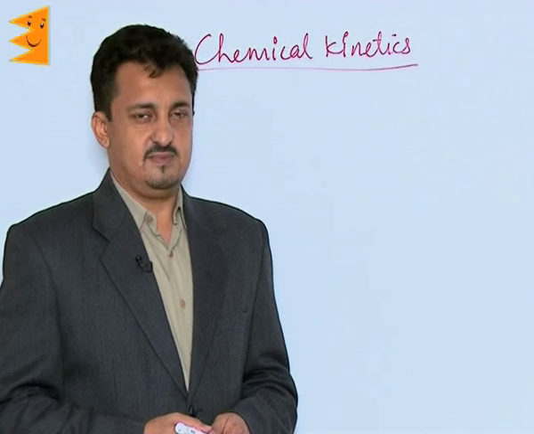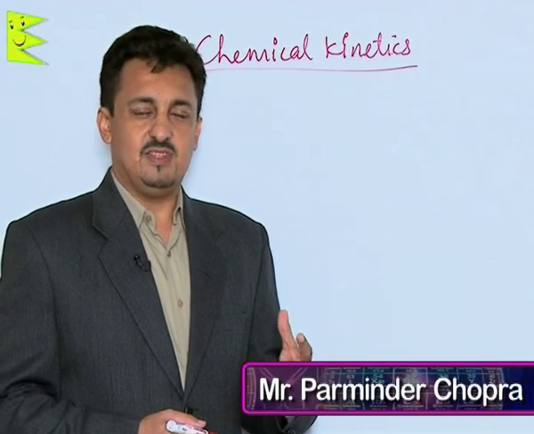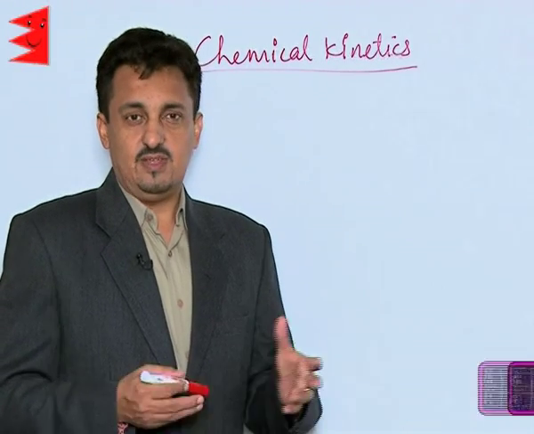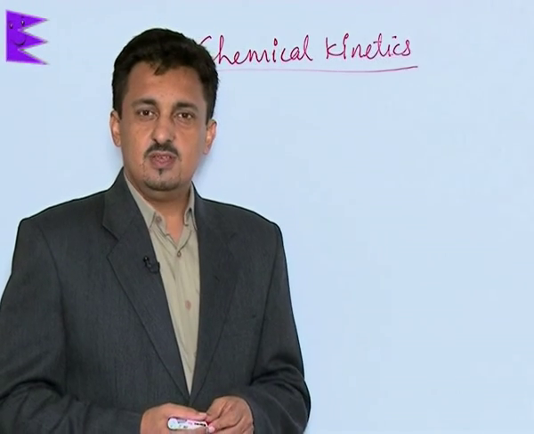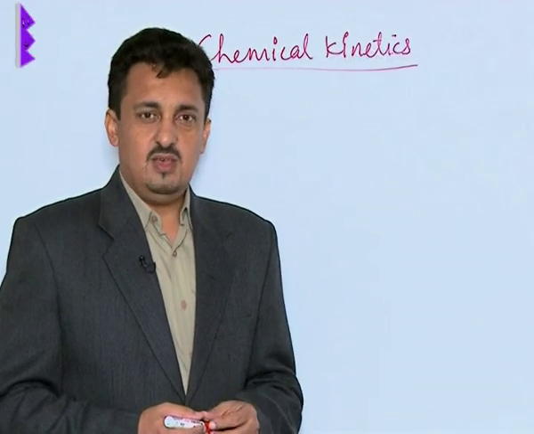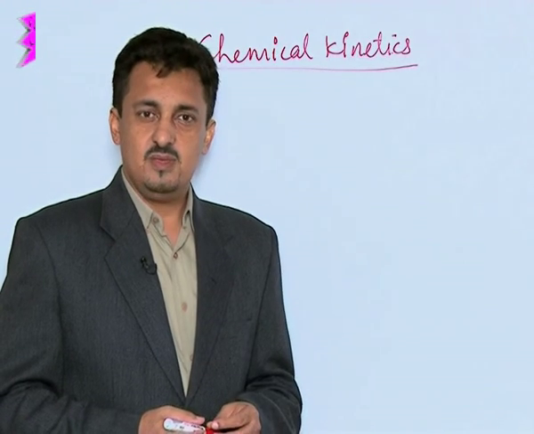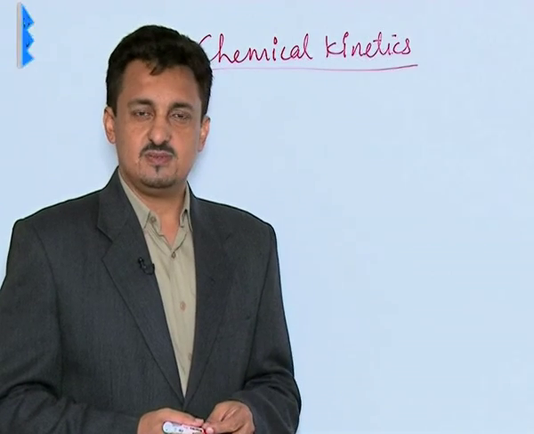Chemical kinetics. This chapter basically deals with the study of the rate of the reaction. The rate of the reaction means the speed with which the reaction proceeds. So it's a branch of chemistry which deals with the study of the rate of the reaction, factors affecting it, and the mechanism of the reaction.